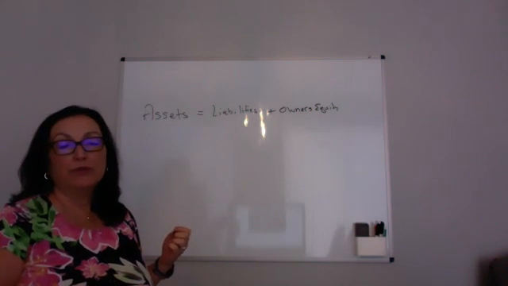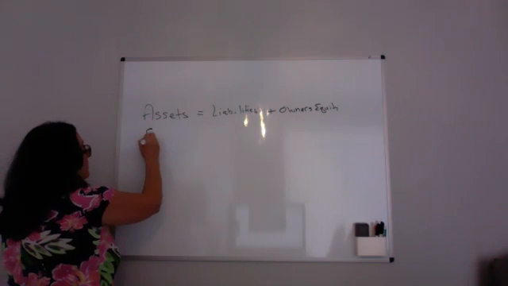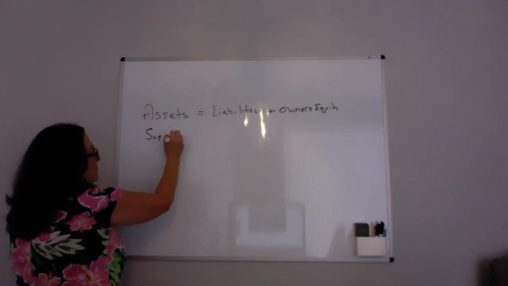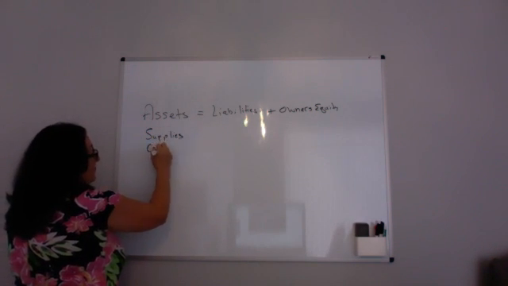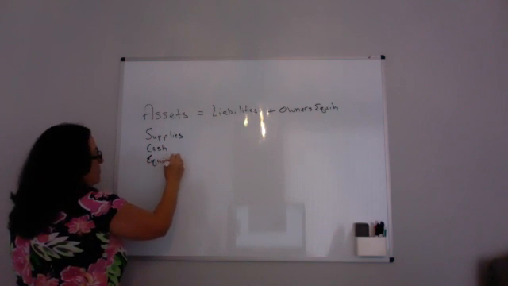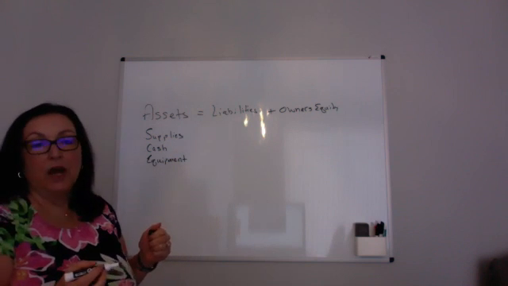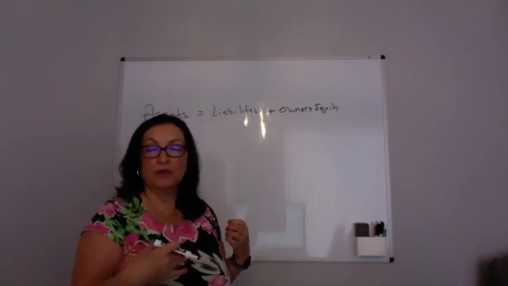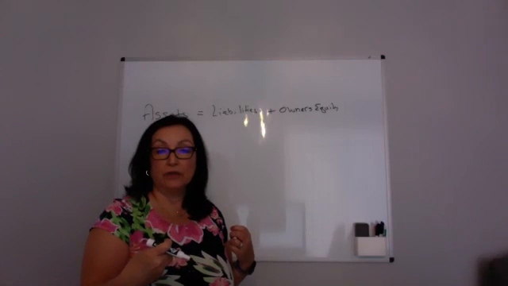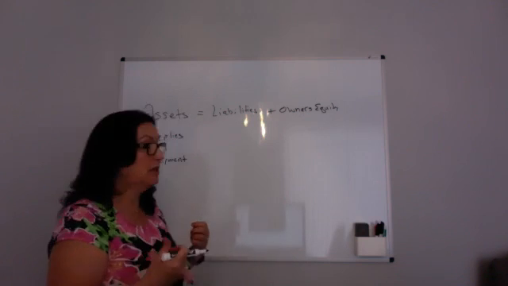Assets are resources that the company owns, such as supplies, cash, equipment, and something called accounts receivable. Accounts receivable is something that an outside entity owes to us, and they're going to pay to us in the future. We're going to receive it in the future.